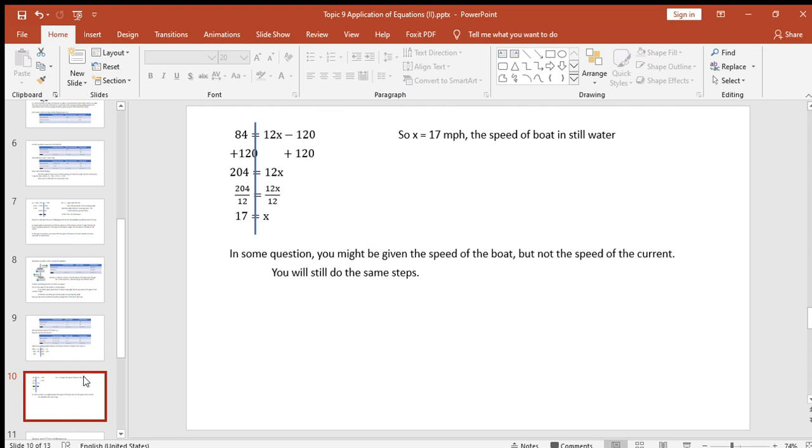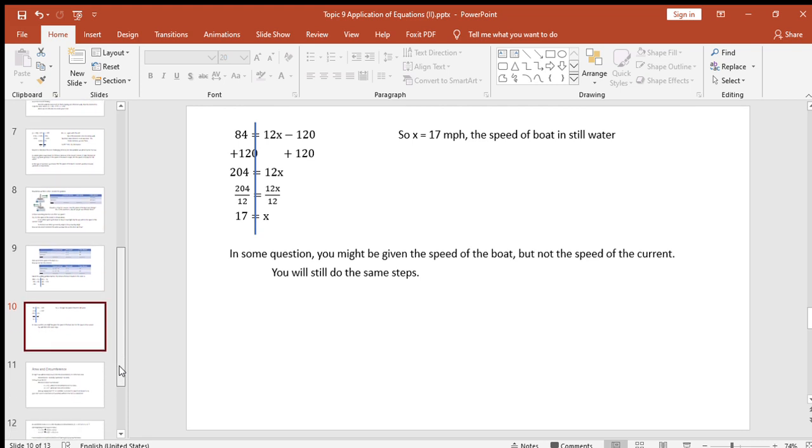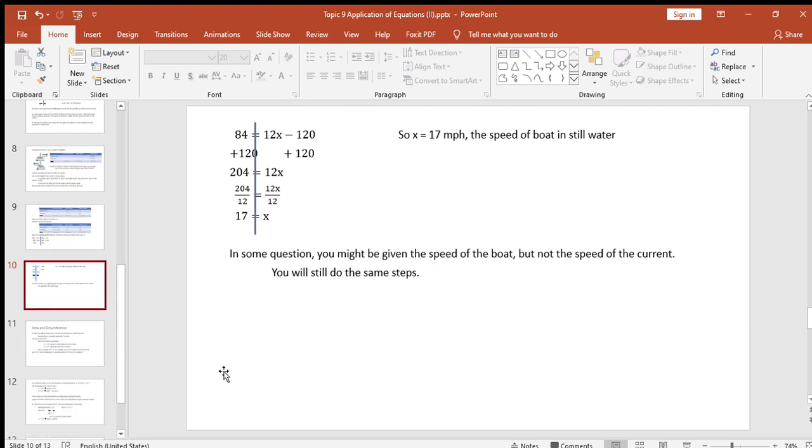I don't think you guys are gonna be given questions where neither the speed of the boat nor the speed of the current is given, and then the distance between upstream and downstream. I don't think you guys are gonna be given that. But just in case I see it in the test, I'll upload another video talking about that. But hopefully there's nothing, I believe.